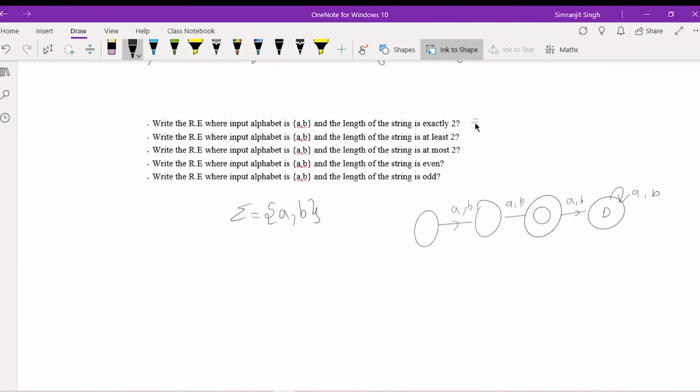Because this is a finite language with only two-length strings, the strings will be AA, AB, BA and BB. So directly, one of the easiest regular expressions will be AA plus AB plus BA plus BB. You can stop here because all of the strings in the language are described by this regular expression. So this is your R1, R2, R3, R4.